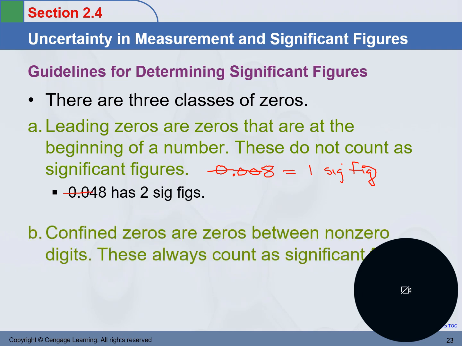Confined zeros, or sandwich zeros as I like to call them, are situated between non-zero numbers. These ones always count as being significant. Notice this 0 right here is sandwiched between the 6 and the 7. Those sandwich zeros will always count. So there are 4 significant figures there.